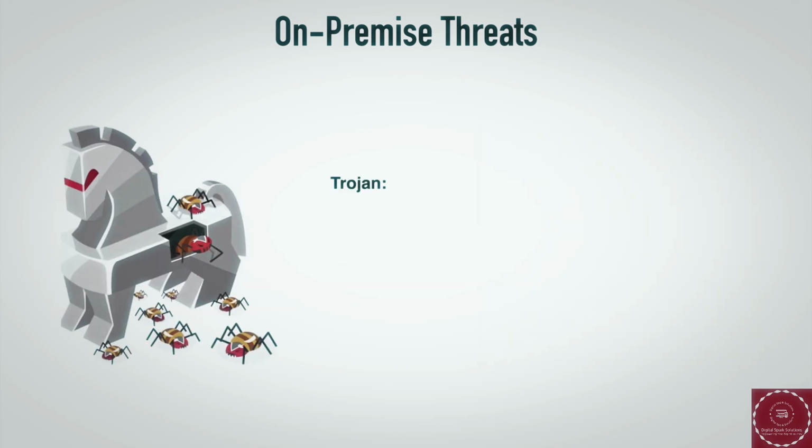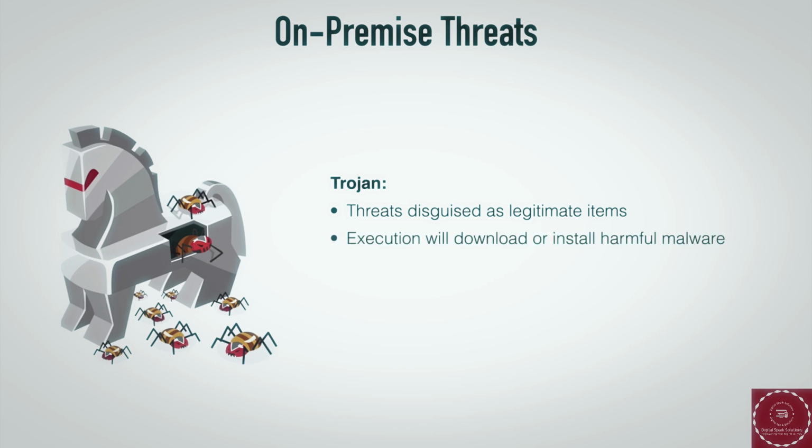Trojans are a type of threat that disguise themselves as an innocent or legitimate item, but when they're executed, they download or install harmful malware onto a device. In contrast to viruses, Trojans do not self-replicate, even with human interaction. That's not the goal of a Trojan.